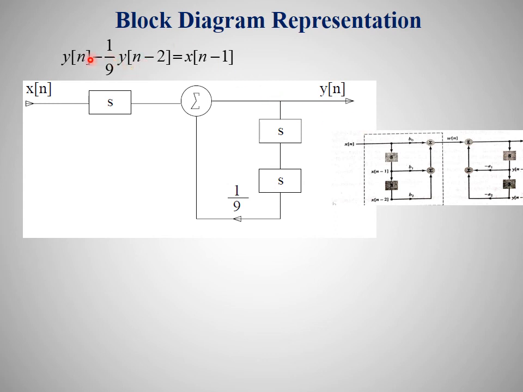Here we have y of n and y of n minus 2, which means we require two shifting elements as shown here, and here we require one shifting element because we have x of n minus 1, that has been shown here. Hence we have x of n minus 1, and this would be minus 1 by 9 y of n minus 2. Thus the solution is going to be y of n minus 1 by 9 y of n minus 2 is equal to x of n minus 1. Attempting the second part of form 2 is left to the listeners.